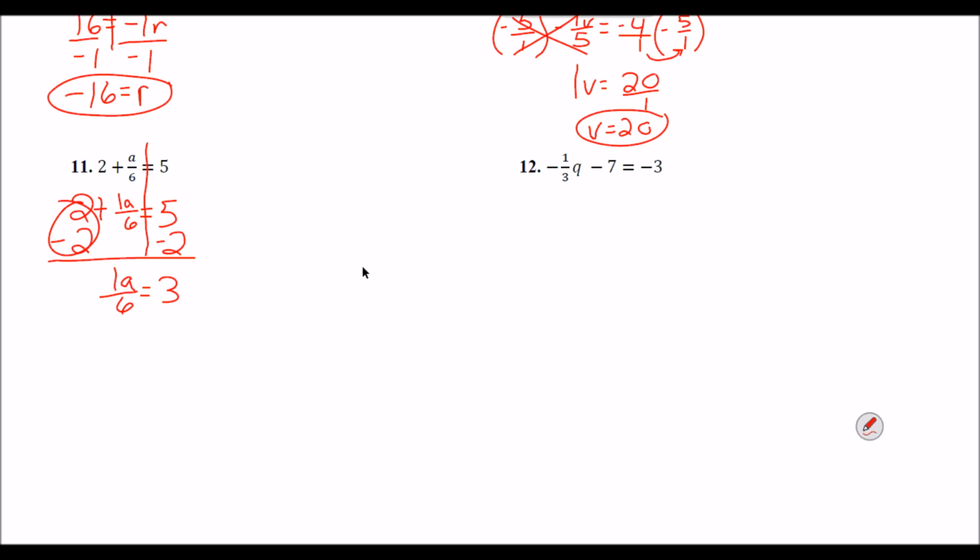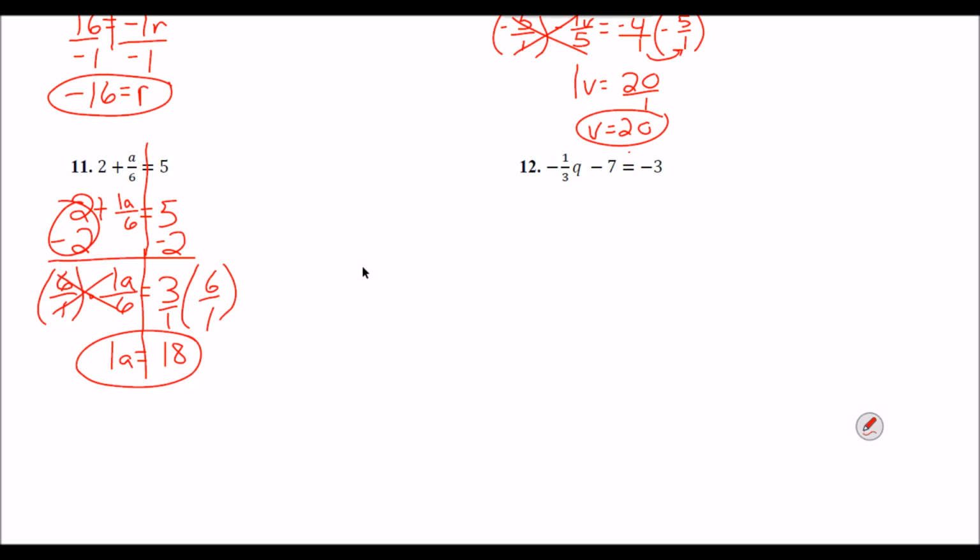Again, we see that fraction, so we make the fraction flip over, which is 6 over 1, and we multiply on each side. So on the left side, we get 1a. On the right side, 3 times 6 is 18, and then 1 times 1 on the bottom doesn't really do anything for us, so we just leave it 1a equals 18.